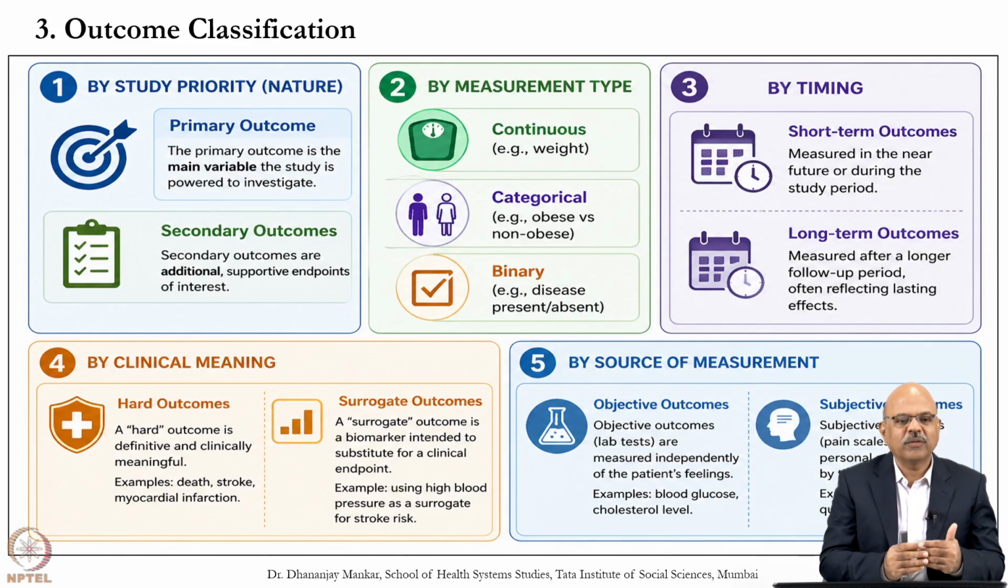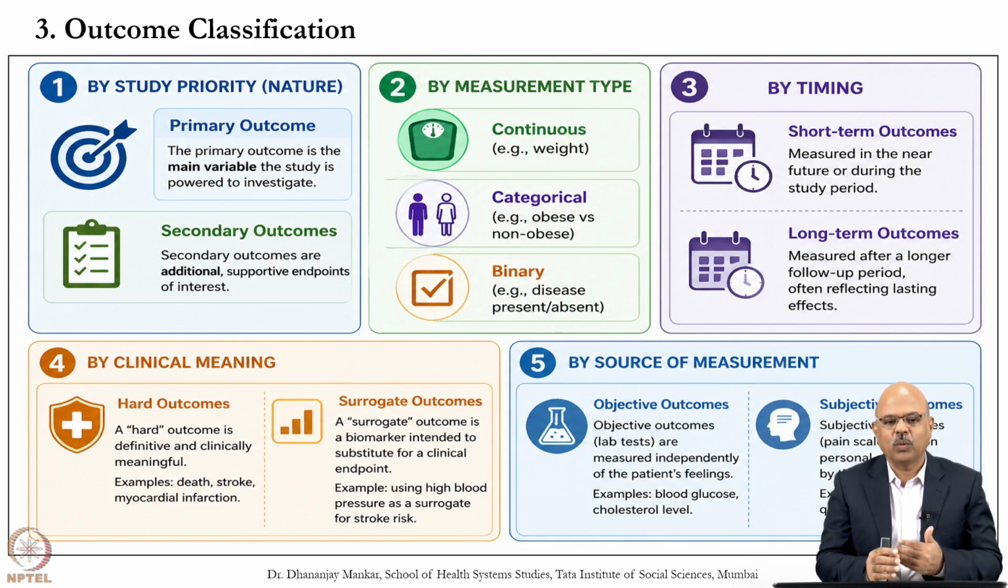By clinical type, you may say hard outcomes, which give you some sort of morbidity or mortality, or might even be related to more disease. So clinical outcomes are more about understanding a hard outcome. Surrogate outcome: a surrogate outcome is a biomarker intended to substitute for a clinical endpoint. Very important. You may use high blood pressure as a surrogate for stroke risk, or high blood sugar as a surrogate for hyperglycemia or ketoacidosis.